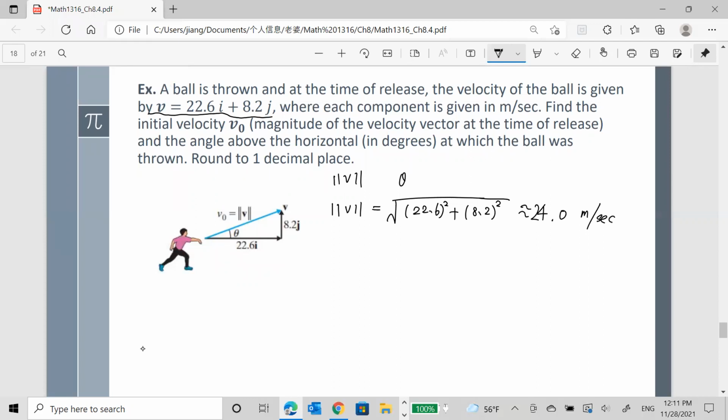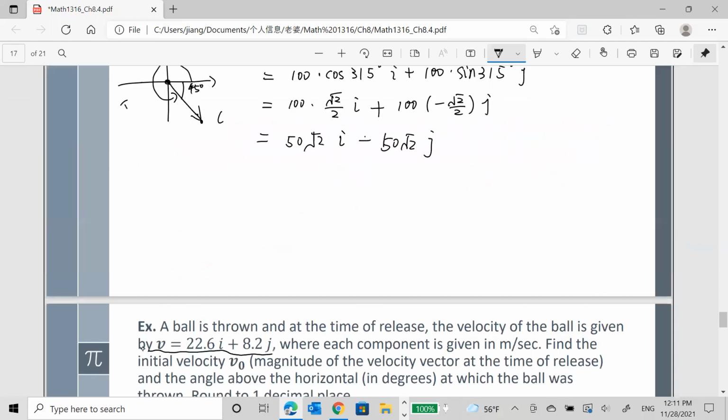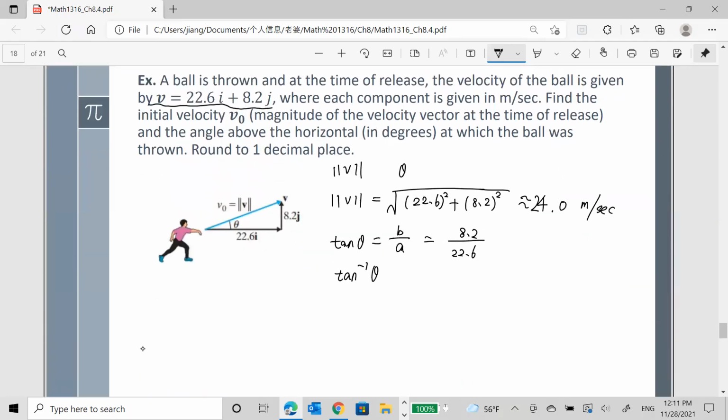This is the magnitude of v. And then find the theta. We know that tangent theta equals B over A. B is 8.2, A is 22.6. So theta equals inverse tangent of 8.2 over 22.6.